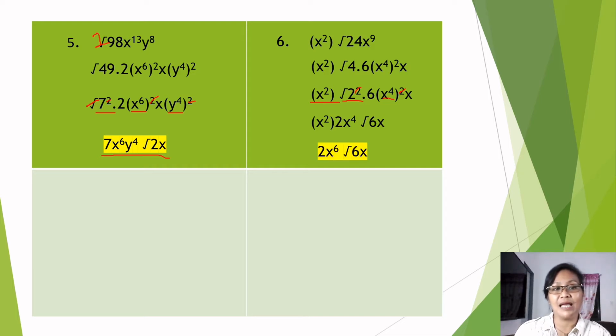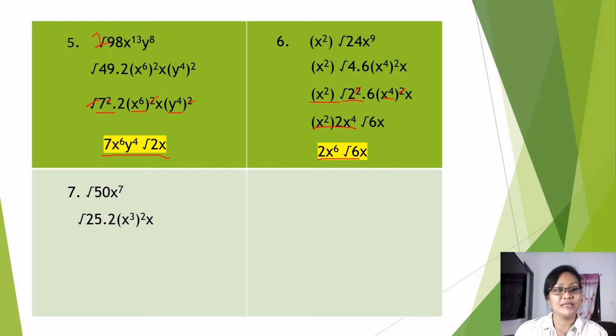Next, multiply the terms outside. So 1 times 2 is 2, x squared times x to the 4th, copy the base x, and then add the exponent. 4 plus 2, 6. And then copy the square root of 6.